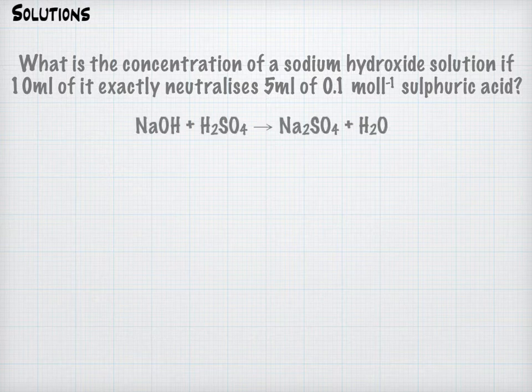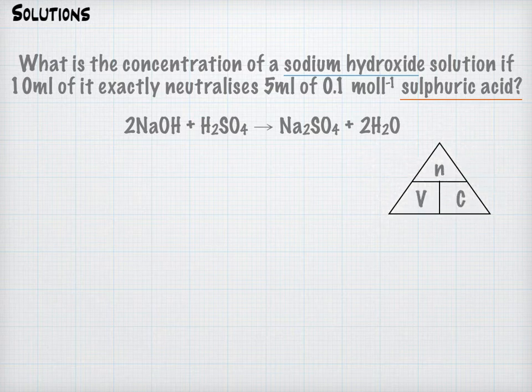Okay, as always, we need an equation. There are the formulas, but that's not balanced. I've got 1 sodium on the left, I've got 2 on the right. Okay, so I put a 2 there and a 2 in front of the water. That should now work. Right, let's now do the calculation. I'm asked here about sodium hydroxide. And I'm told about the sulfuric acid. In other words, I'm told some information about the sulfuric acid I can do some work with.